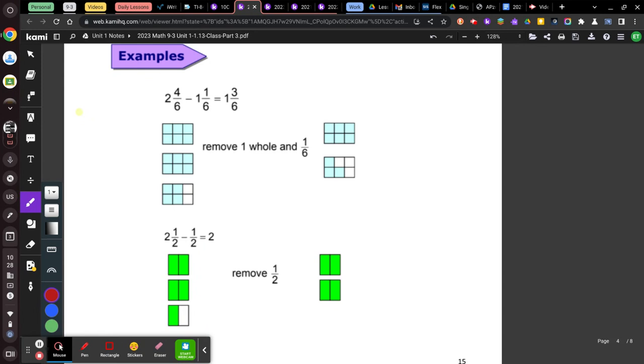So these numbers are all same number on the bottom. So how do I know what to draw for my rectangle? How do I know how many squares to divide a rectangle in? It'll always be in the same amount of squares as the number on the bottom. So I know now I need a rectangle divided into 6. And then it shows me I have 2 full ones. So that means these guys are completely shaded. That's my 2 wholes right there.